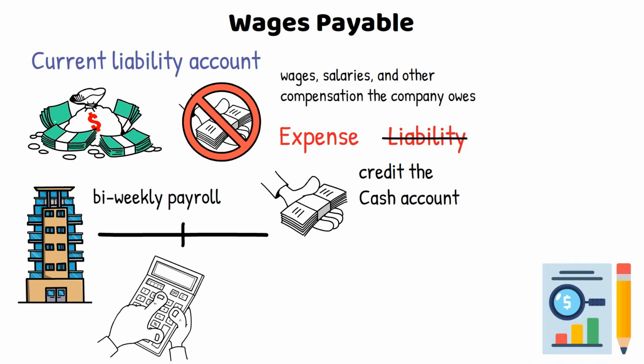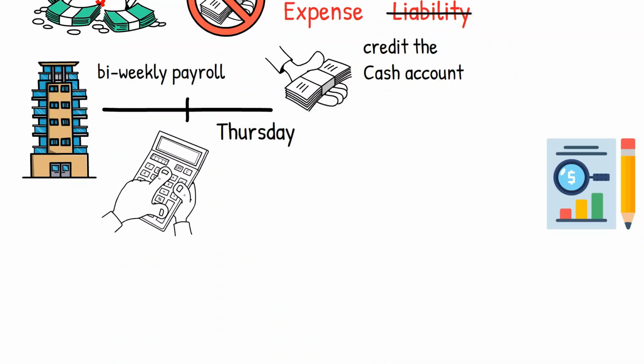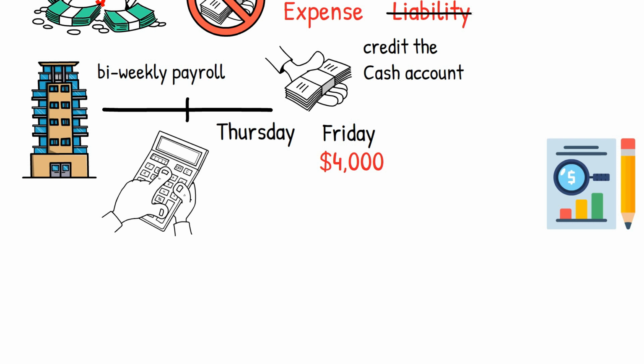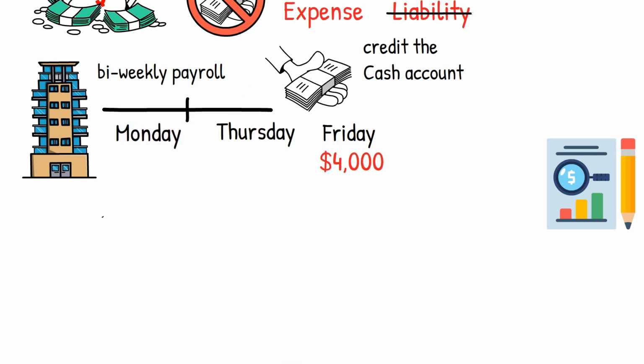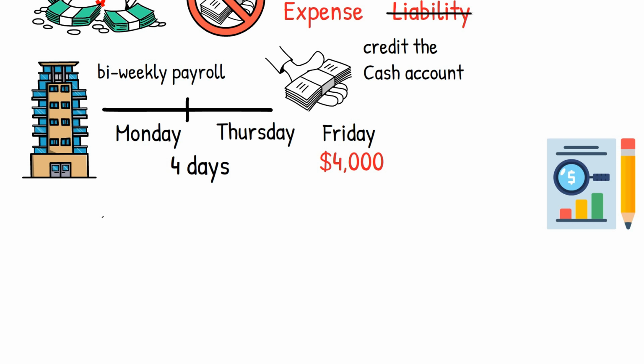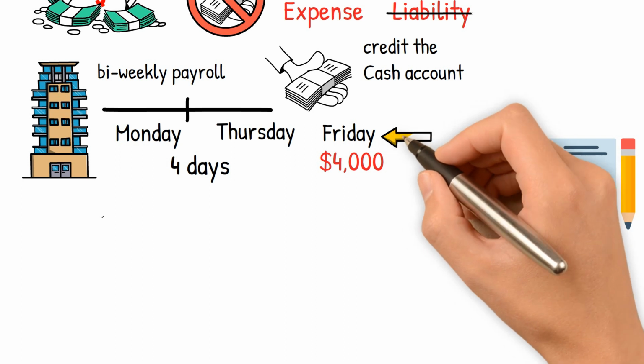The monthly accounting period ends on Thursday, and the company pays its employees $4,000 each Friday for the 5-day workweek that begins on Monday. This means that the employees worked for 4 days in the current accounting period, Monday through Thursday, and 1 day in the next accounting period, Friday.